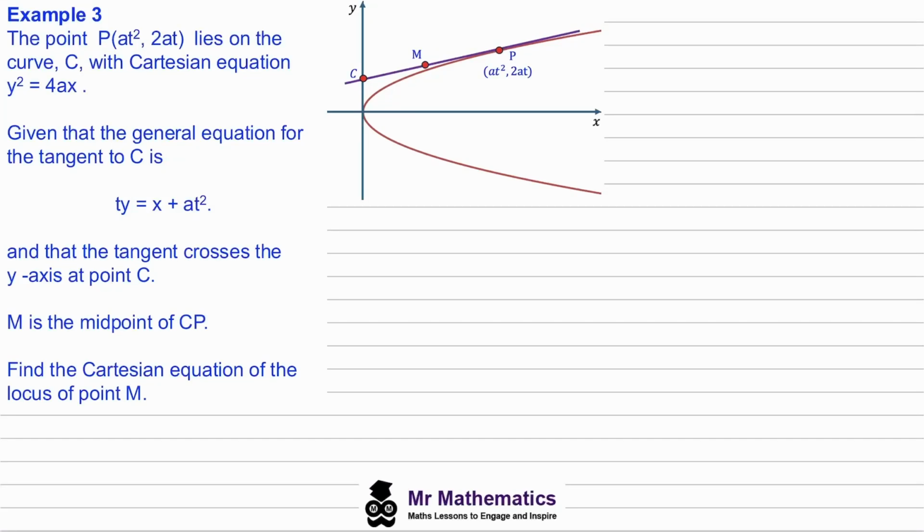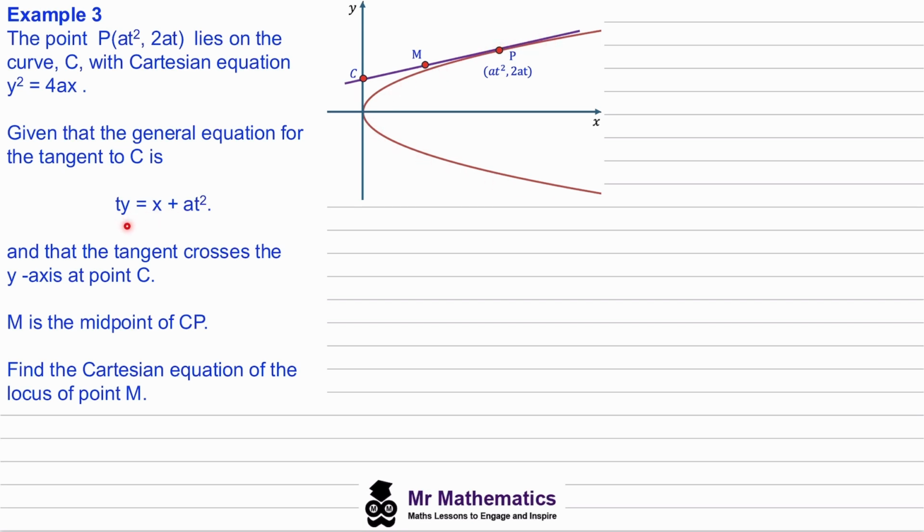Hi everybody. So this is my third video on the loci of conic sections in Year 12 Further Pure 1. In this video, we're going to find the Cartesian equation for point M, which is the midpoint of the line segment CP, as P moves along this parabola.